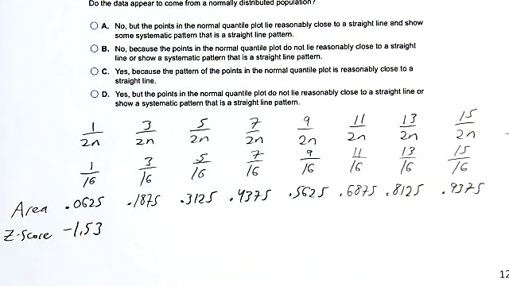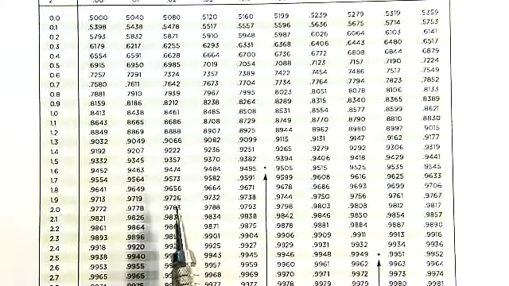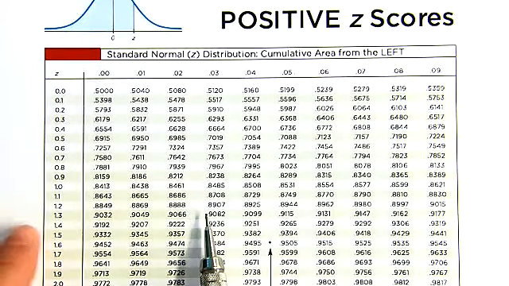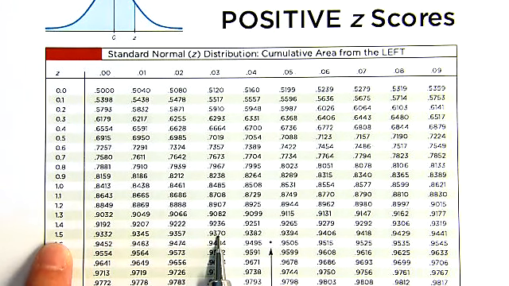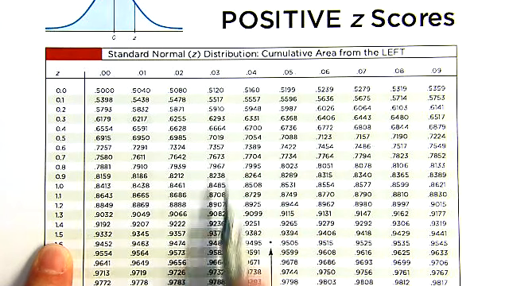Now I'm going to show you a shortcut. Let's look at the last one, 0.9375. 0.9375 would be right here. 9370, 9382, so 9370 is closer, so the z-score is 1.53.